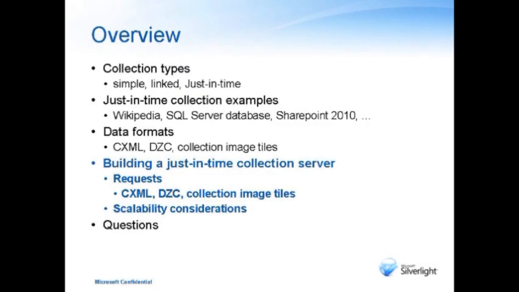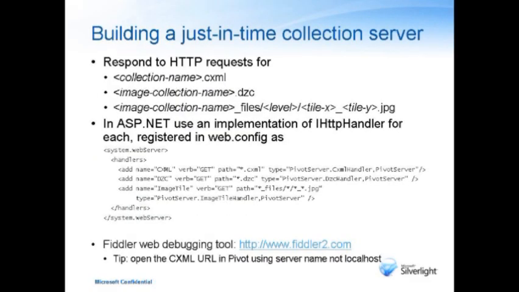So that went through some of those formats, and then let's look at what you'd actually have to take to build a server that responds to the requests that Pivot sends you. So for a just-in-time collection server, it needs to listen to something.cxml, usually the collection name, and hand something back for that. Something.dzc, and hand back the DZC, the deep zoom data for that. And something that looks like the format that we saw on top of those image tiles, where it's a name underscore files slash a level number, and then x underscore y, followed by JPEG or PNG, whatever image format you specified in the DZC file.